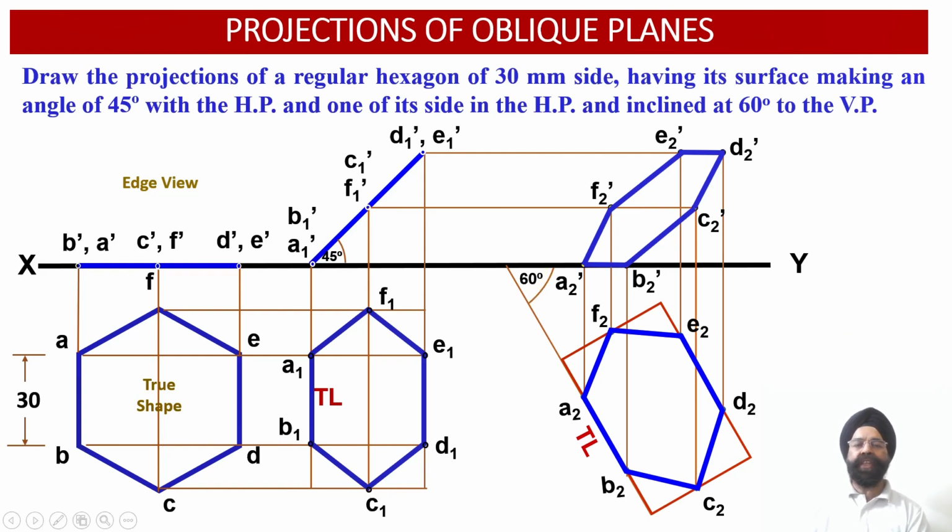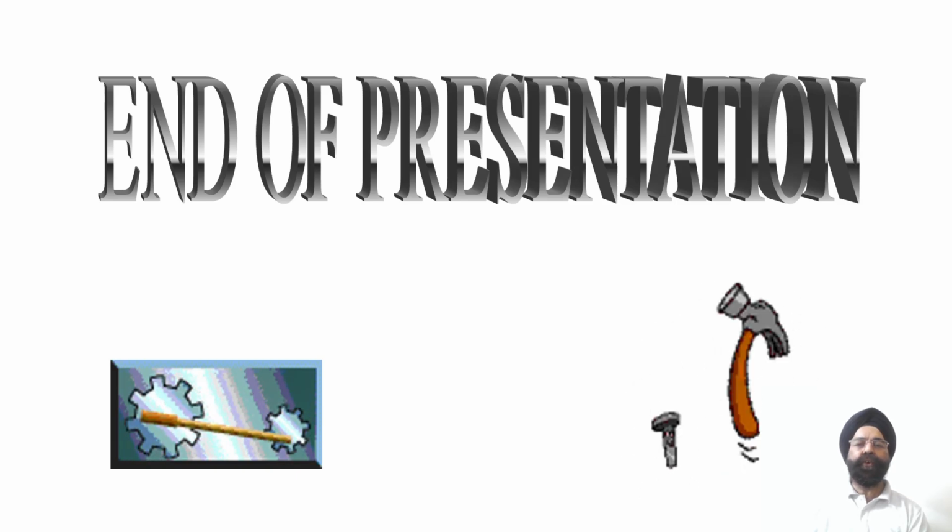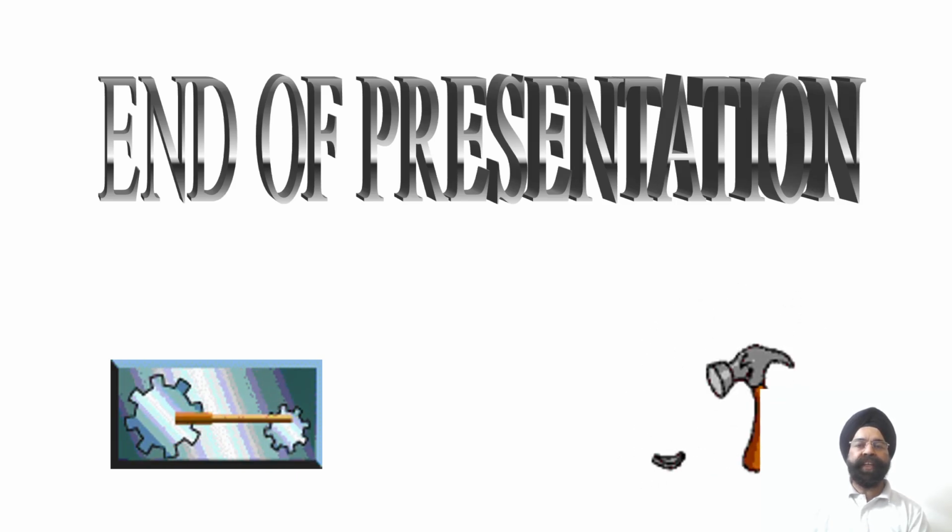I hope that through this discussion you would have understood the procedure to evaluate the orthographic front view projections and top view projections of an oblique regular hexagonal lamina which happens to be inclined to both the reference planes, that is horizontal plane as well as the vertical plane. We will be continuing with further discussion regarding few more illustrative cases related to the orthographic projections of planes in the coming lectures as well.